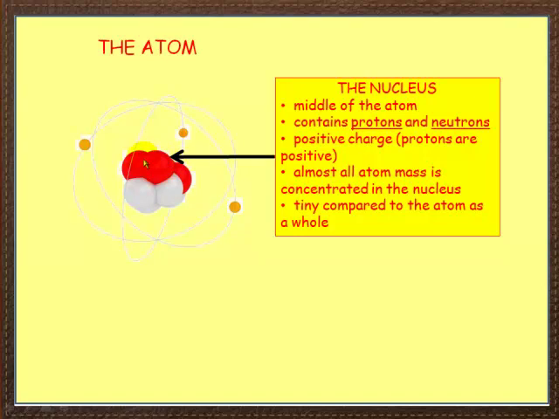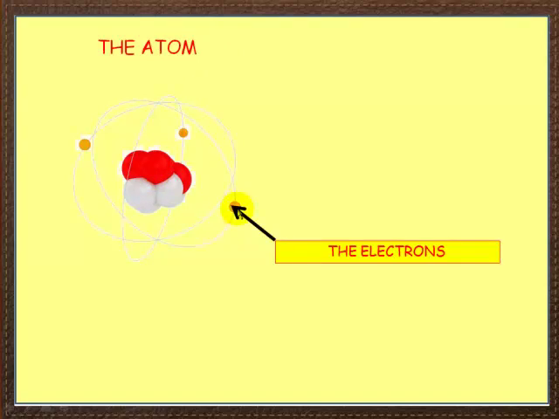Now, almost all the atom's mass is concentrated in the nucleus. Protons and neutrons are much, much bigger than electrons. So basically, the whole mass of the atom is concentrated inside the nucleus. But the volume is vast. These electrons are shown far too close here. The actual atom has a very, very big volume, and the nucleus is tiny by comparison to the whole of the volume. On the outside, we've got what are called electrons.